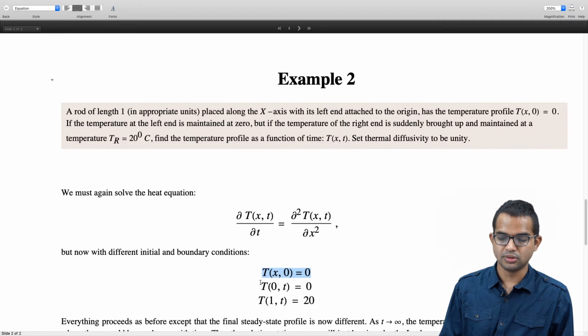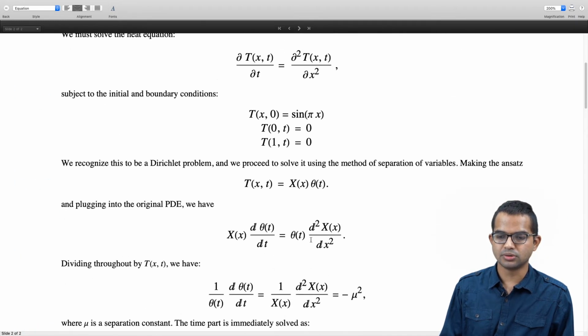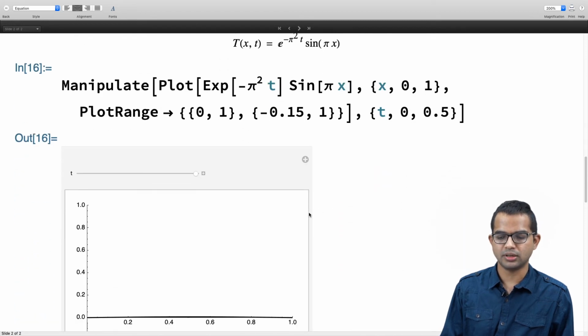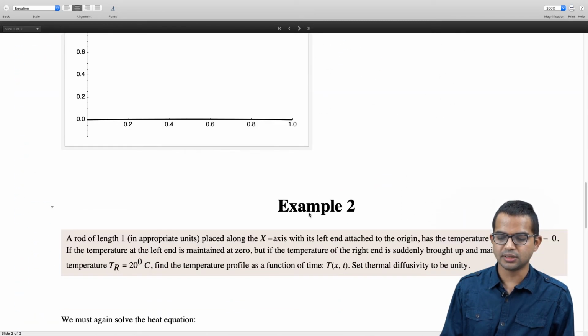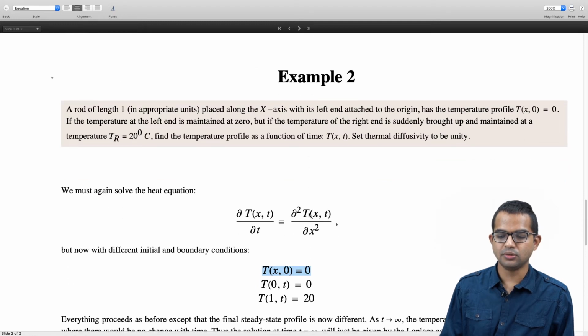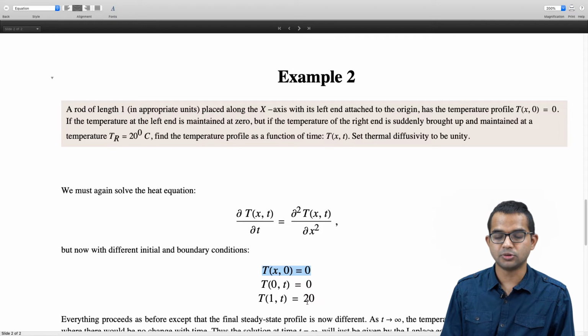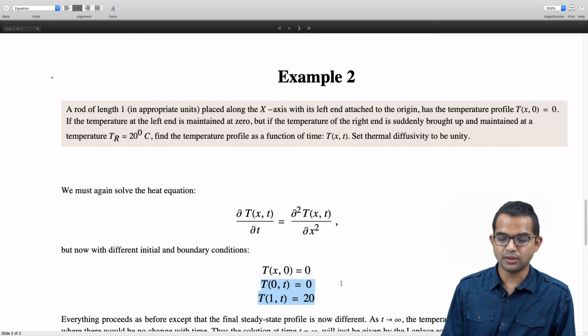also different. So it's just 0 throughout, and the initial condition here was sine of pi x. So here it is 0. So there is no spatial variation at time t equal to 0, but then you crank up this right end to 20 degrees Celsius, and so this boundary condition is going to make a difference, as we will see.